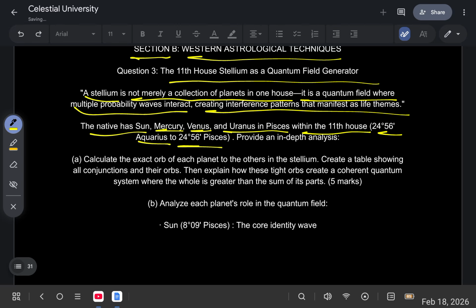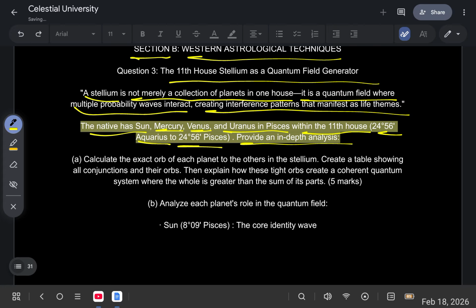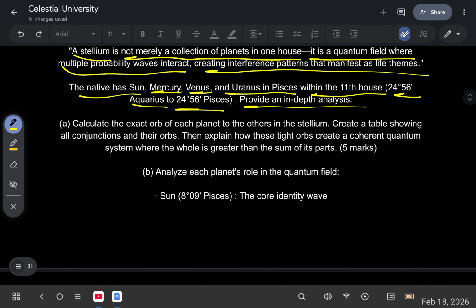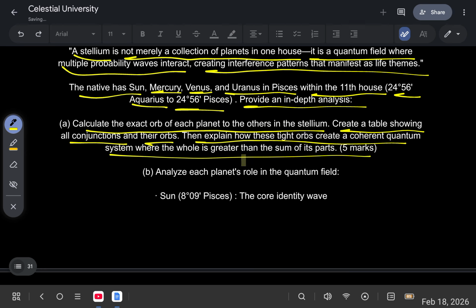And here's what we need to do. We need to provide an in-depth analysis. First, we need to calculate the exact orb of each planet to the others in the stellium, create a table showing all conjunctions and their orbs, then explain how these tight orbs create a coherent quantum system where the whole is greater than the sum of its parts.